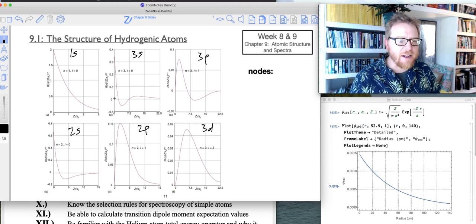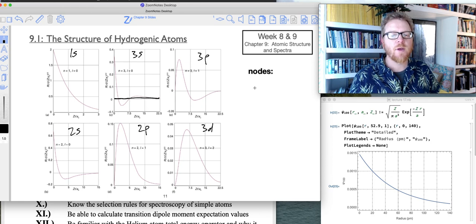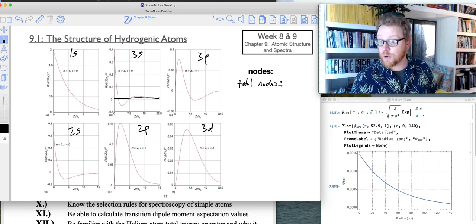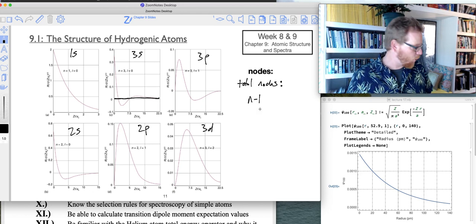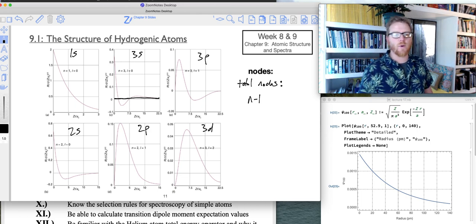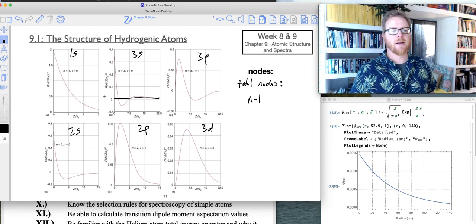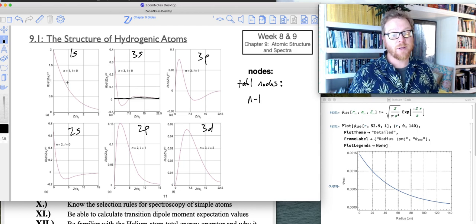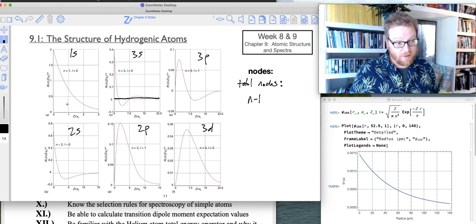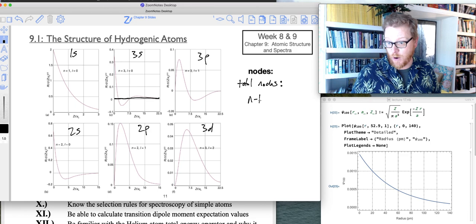Okay, so what about nodes? Well, let's highlight here specifically where this crosses 0. Okay, we already remember that our total nodes was given by the particle in the box problem, and that's n minus 1. Okay, so if we now start to play with that, when we look at the 1s orbital, we see 0 nodes, and that makes sense because 1 minus 1 is 0.